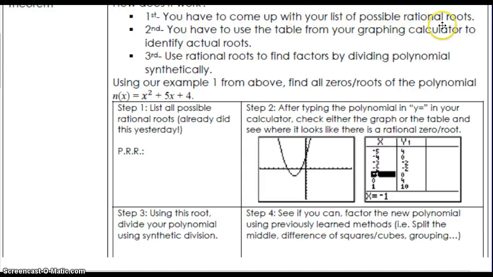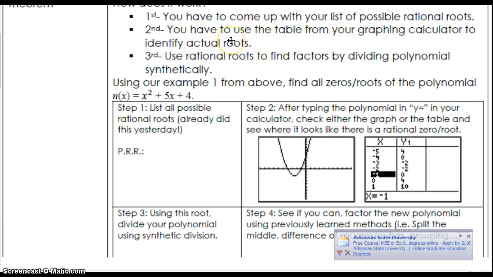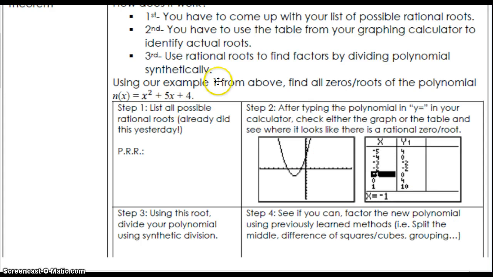So first, coming up with that list, then we're going to use our graphing calculator, either the table or the graph, to find actual roots. And then we are going to use the rational roots to find the factors by dividing it synthetically. So let's go ahead and look at this first example.